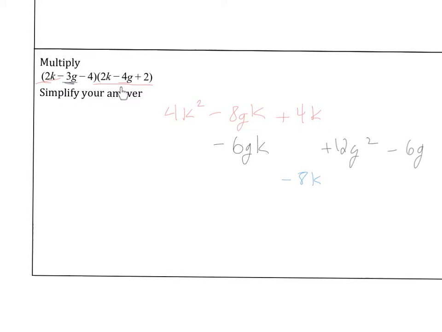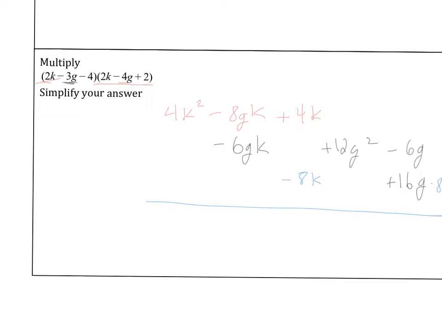Then I'll do negative 4 times negative 4g is positive 16g. I'll put that over here by the g term. Positive 16g. And then the negative 4 times the positive 2 is negative 8. That has no one like it, so I'll just put a negative 8. I'll scrunch it in over here. Now when I go to combine stuff, I've already got all my like terms lined up. I'll just add straight down, and that'll be my final answer.